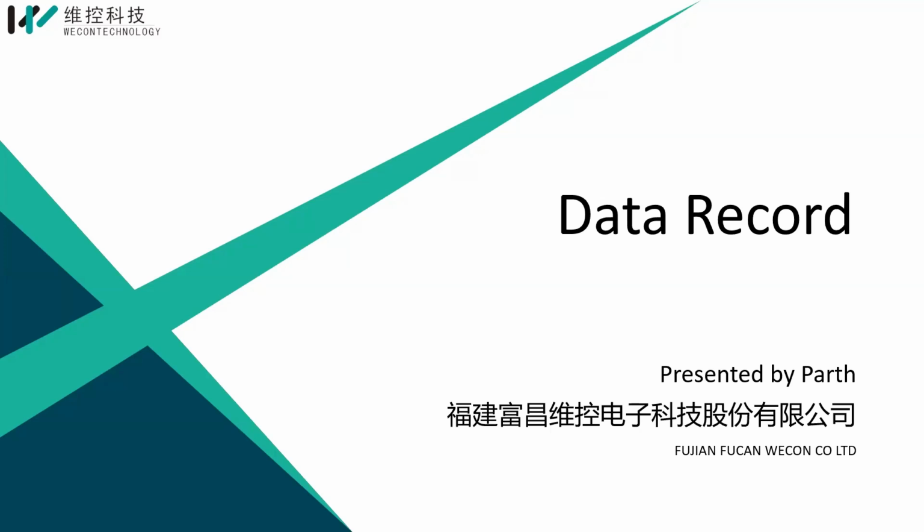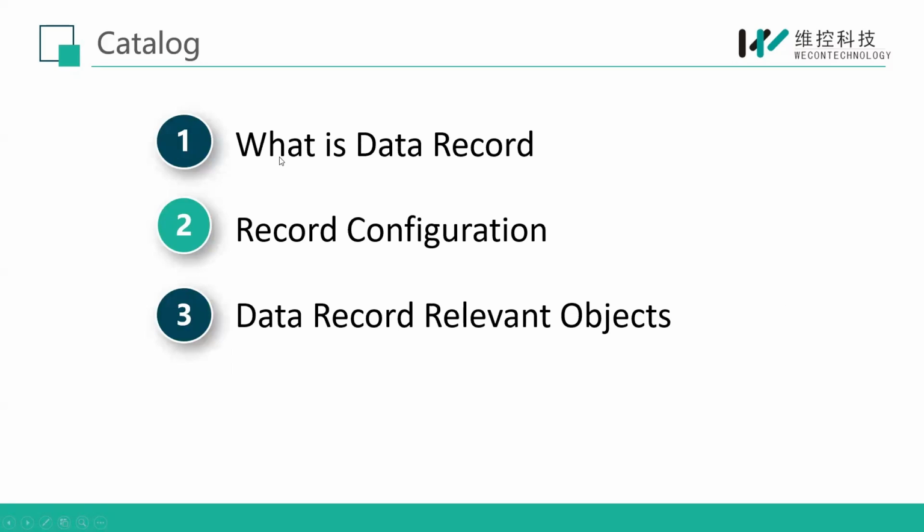Today we are just discussing topics like data record, alarm record, trend chart, and historical trend chart. So let's start from the data record first. First of all, what is the data record? The second point is record configuration, and the third one is data record relevant objects, which object you have to use to record the data.